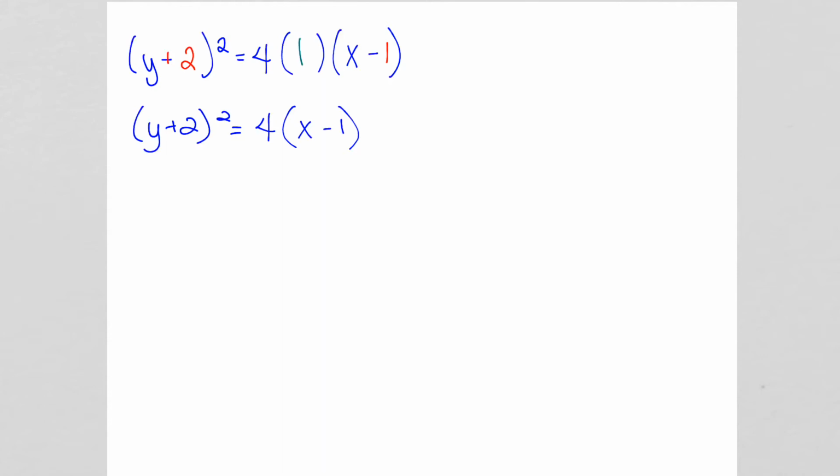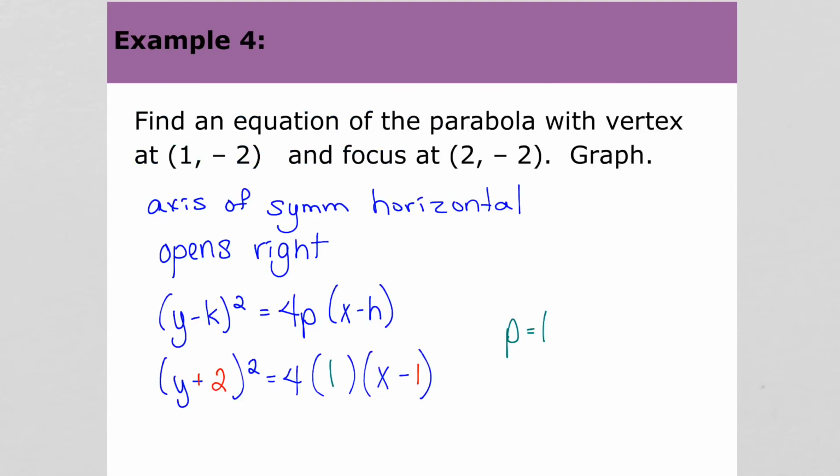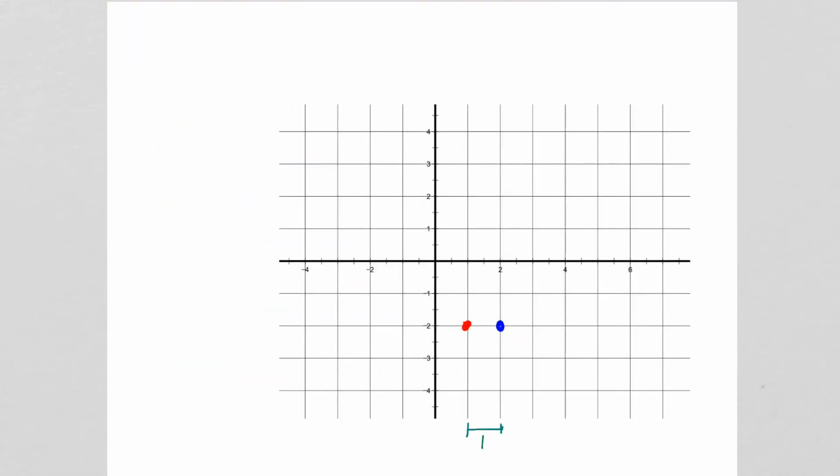Now, I just want to point out, since we're probably not going to look at an example like this, how do we know if this number is negative? Well, if it turned out that our focus was over here, so open to the left, then that would mean that p is, since it's going to the left, p would be -1. And that would make our equation negative there. I just wanted to point that out.